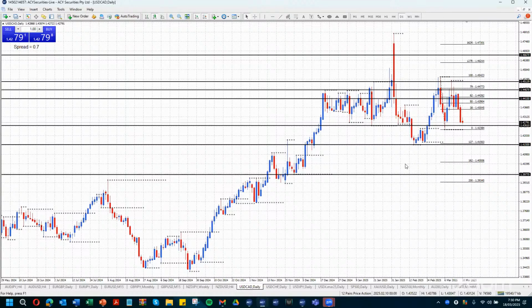Dollar Canadian. So we've had a major topping out, major false break topping out.